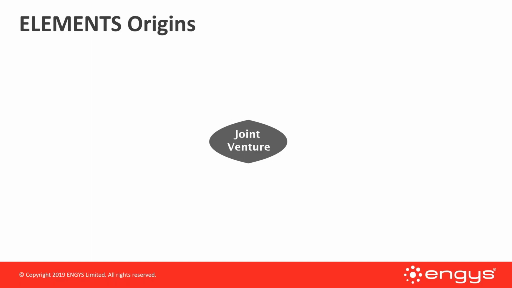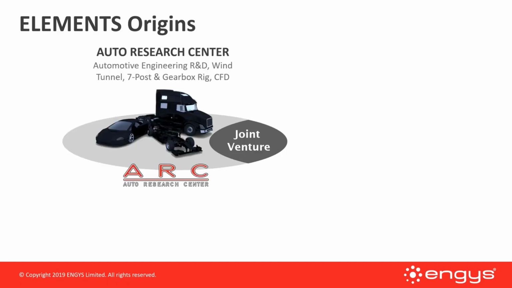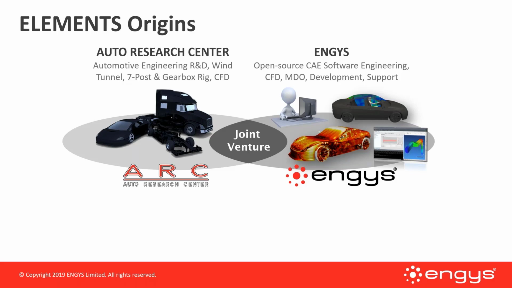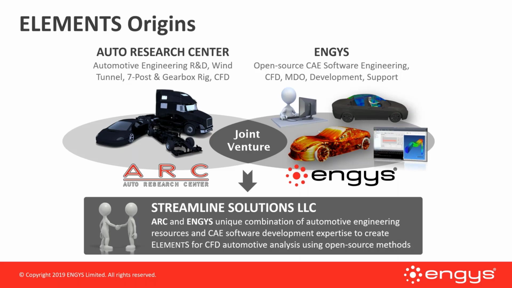So the origins of Elements. Elements was actually a joint venture between the Auto Research Center here in the US, who are experts in automotive engineering, research and development. They have a wind tunnel, they help customers build wind tunnels, and they have lots of experimental setups, and they're also experts in running CFD simulation. And ENGYS. We are open source CAE software engineering developers. We work in CFD, multidisciplinary design optimization, development, and support. And a company called Streamline Solutions was created. This combination of expertise allows us to create a tool and work with industry experts like Auto Research Center to bring the best possible tool to the automotive industry.